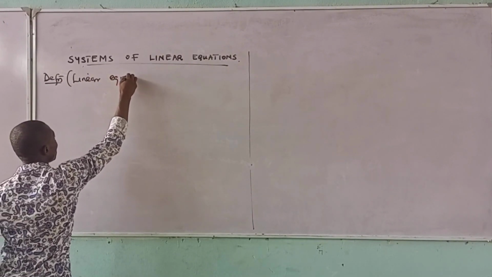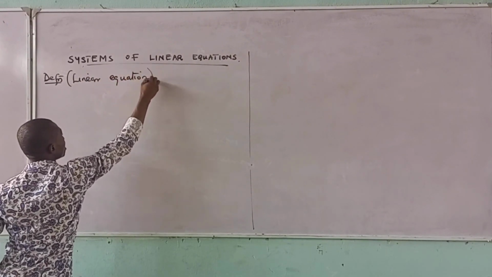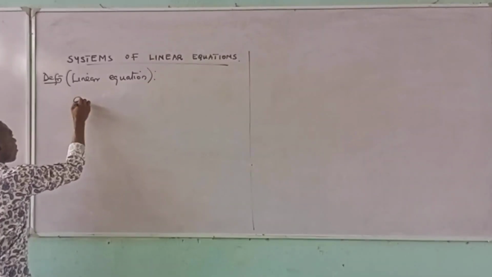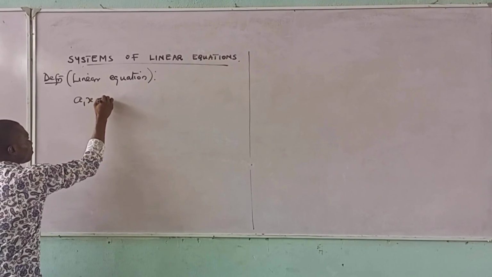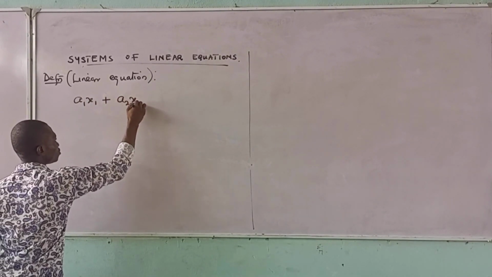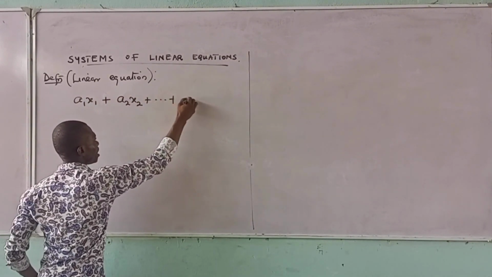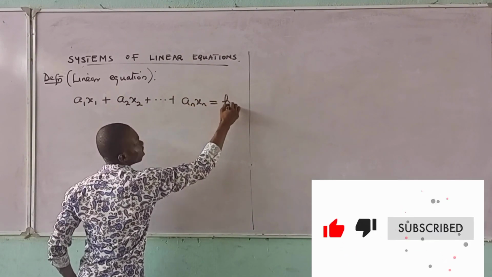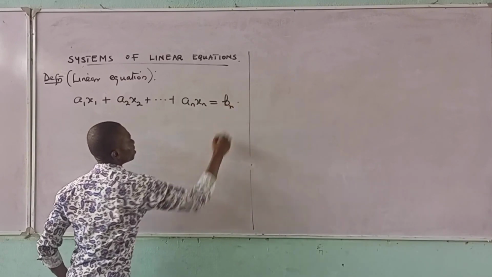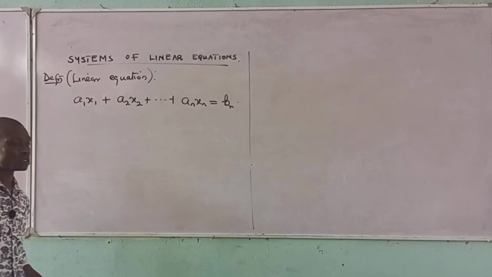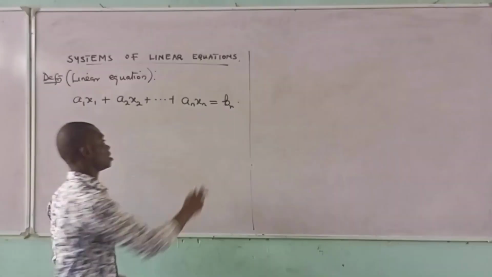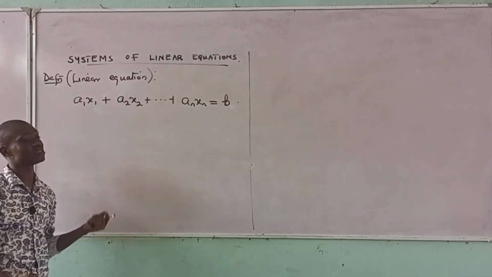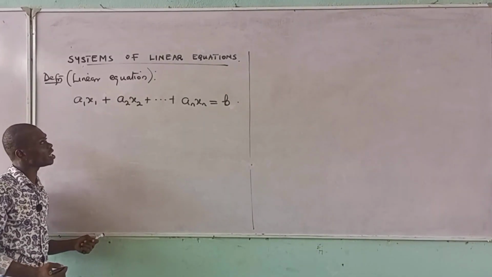We say that a linear equation is an equation that is of the form a1x1 + a2x2 + ... + anxn = b, maybe we can call it bn if we want, or you can just say equal to b. So this is the general form of a linear equation.